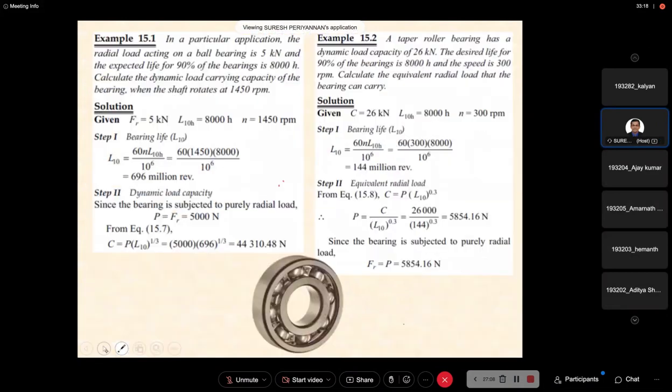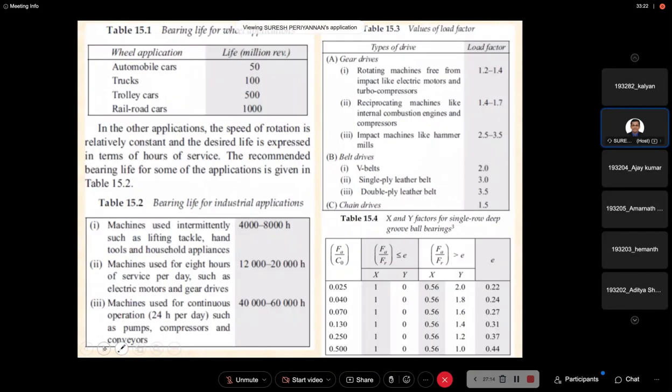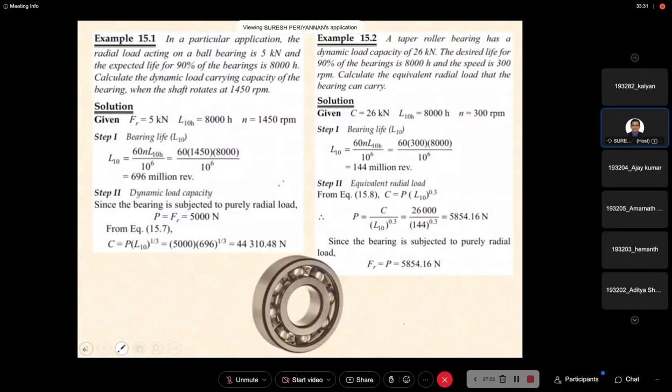Now I come to a very simple problem. Then we will go to how to use the manufacturer catalog book and table. Those things we will discuss. First, we discuss this problem.